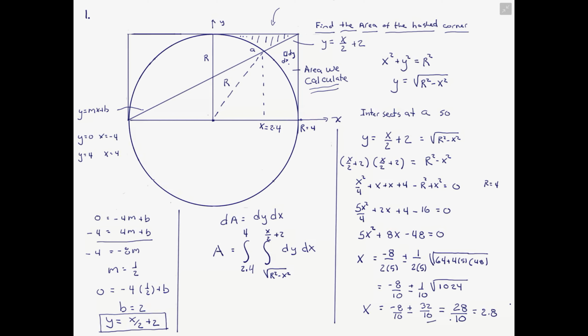So anyway, the unshaded part of that corner area is what I decided to calculate, and then take the difference between the area of the square and the circle, and subtract that from the area that we calculate, and that would be the area of the shaded corner piece. So setting up the limits is now what we've reduced the problem to.